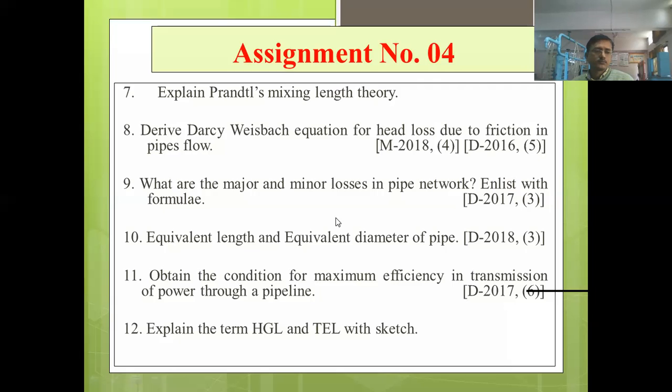Question number 9. What are the major and minor losses in the pipe network? Enlist with formulae. This question was asked in December 2017 for 3 marks.